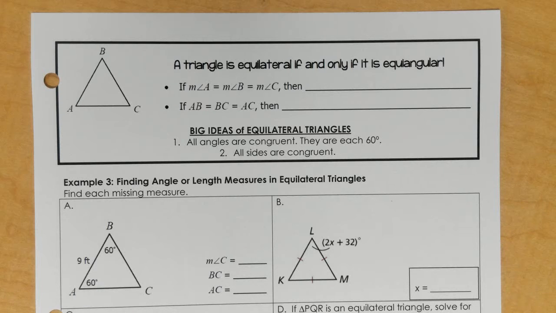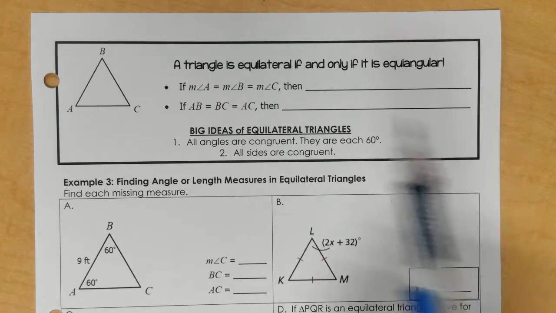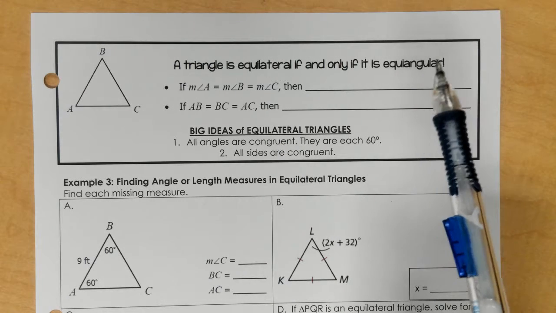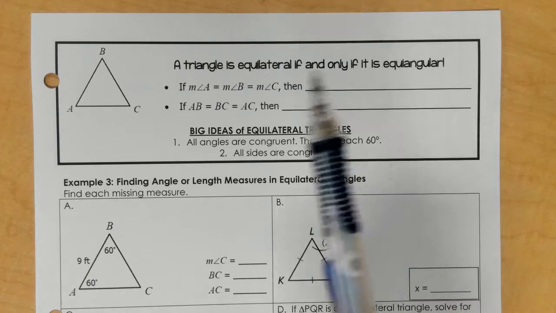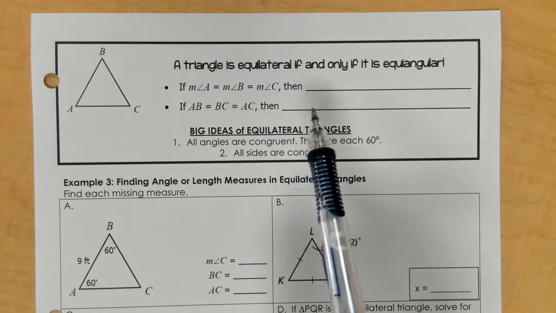Alright, so this is the second part of day 2 about equilateral triangles. For this one, a triangle is equilateral if and only if it is equiangular. So if all your sides are equal, then all your angles are equal. Going backwards, if all your angles are equal, then all of your sides are equal. This is basically telling you the exact same thing here.